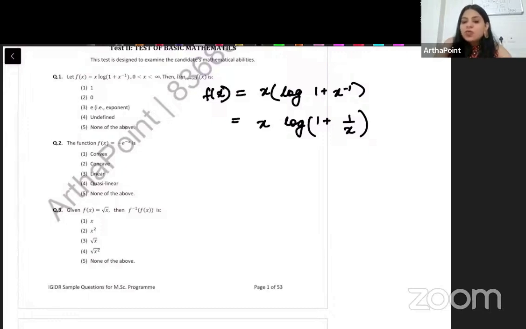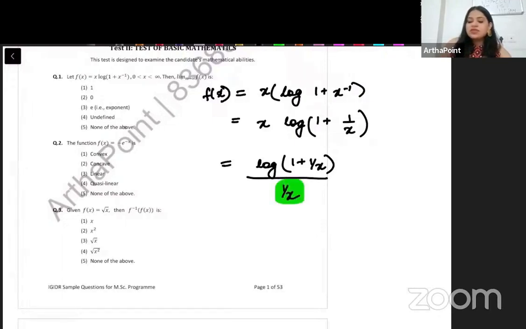Can I bring this x into the denominator? I can do that also. So I can write this as log(1 + 1/x) upon 1/x. We can write it this way too. Nothing special. This is coming in the denominator, so it can get reciprocated and go back into the numerator. Now it is asking what happens as x tends to infinity.